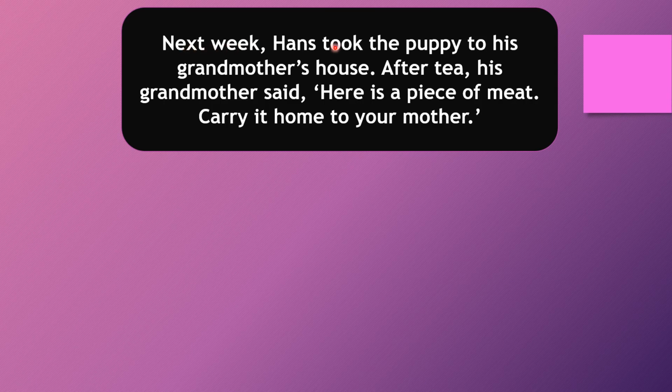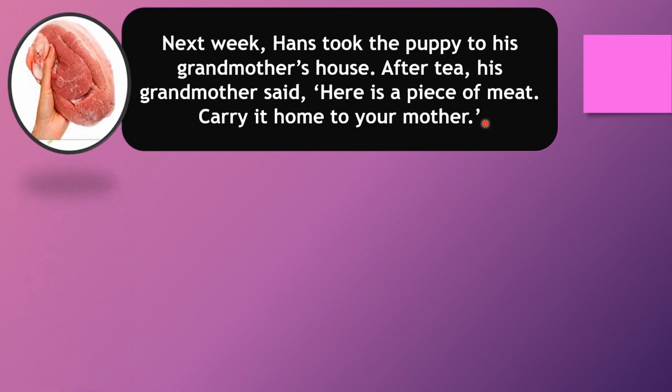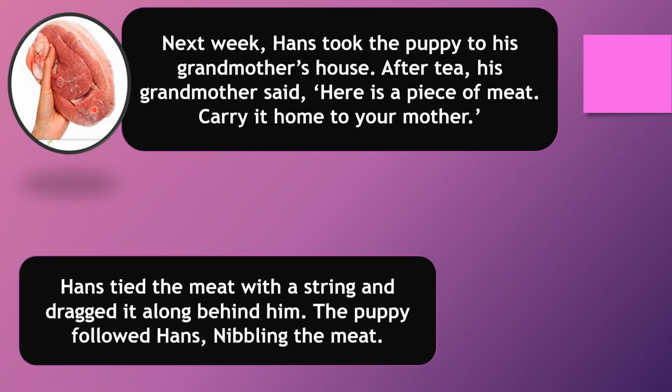Next week, Hans took the puppy to his grandmother's house. After tea, his grandmother said, "Here is a piece of meat. Carry it home to your mother." So what does Hans do the next week? Hans takes the puppy once again to his grandmother's house, and after having tea, his grandmother gives him a piece of meat, and she tells him to give it to his mother. Carry it home and give it to your mother.